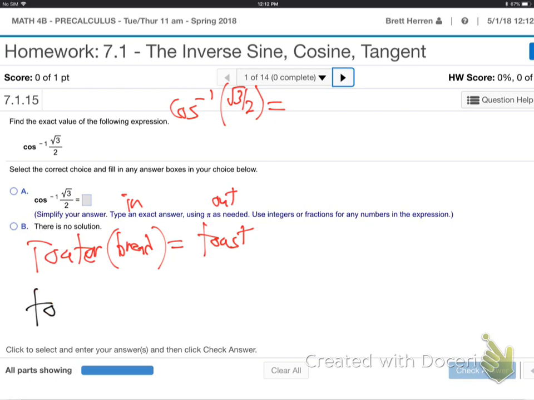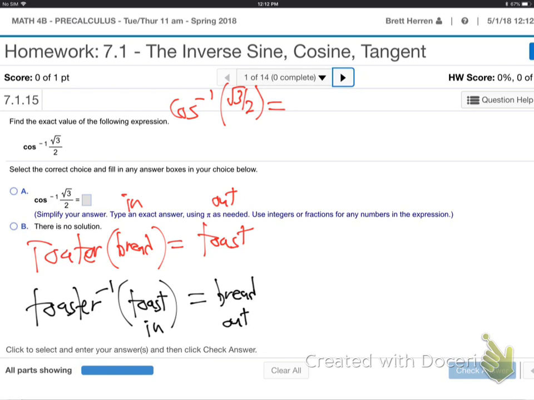So if there was such a thing as an inverse toaster, what would you put into an inverse toaster? You'd put in toast, and it would come back out as bread. It would switch the inputs and the outputs. That's what an inverse function does. Switches inputs and outputs, right?